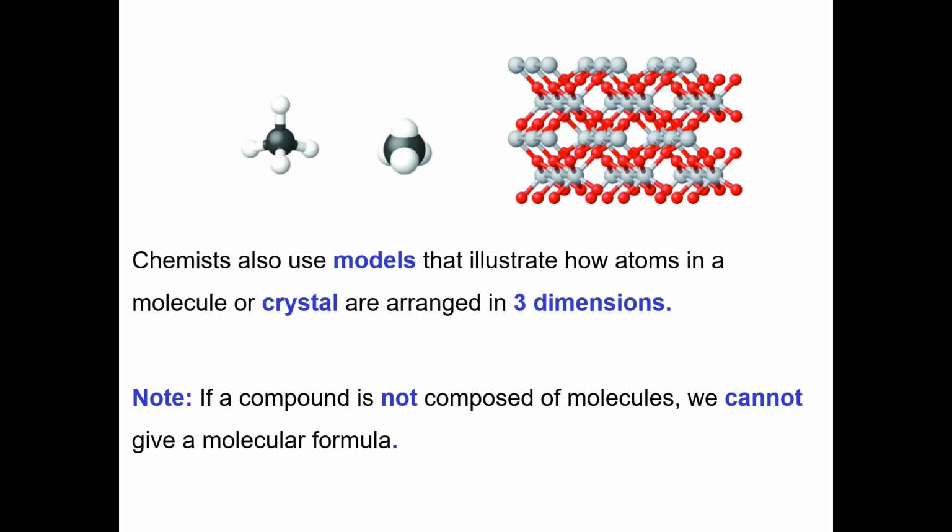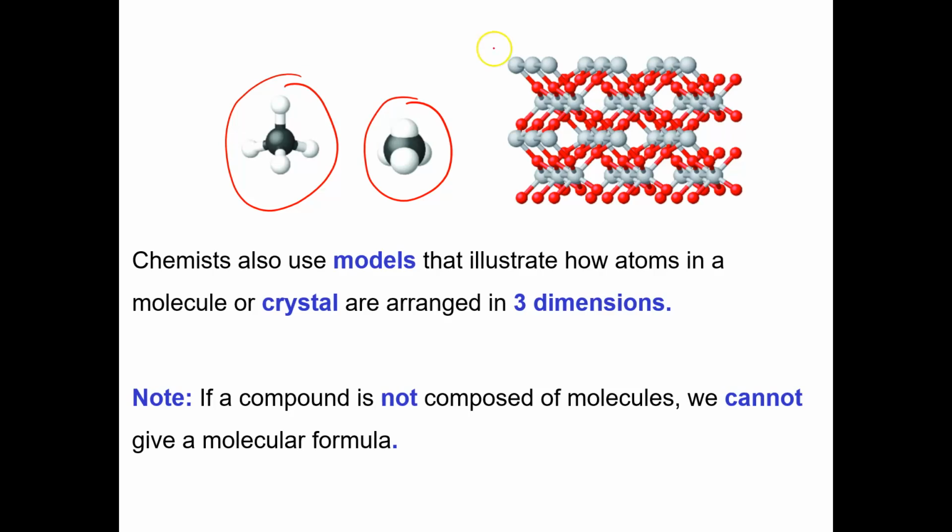Chemists will often use what we call models to illustrate how atoms are arranged either in a molecule or a crystal with respect to 3D space. Common models include ball and stick models, where atoms are shown as spheres and bonds are shown as sticks, or space-filling models where molecules are illustrated using overlapping spheres.